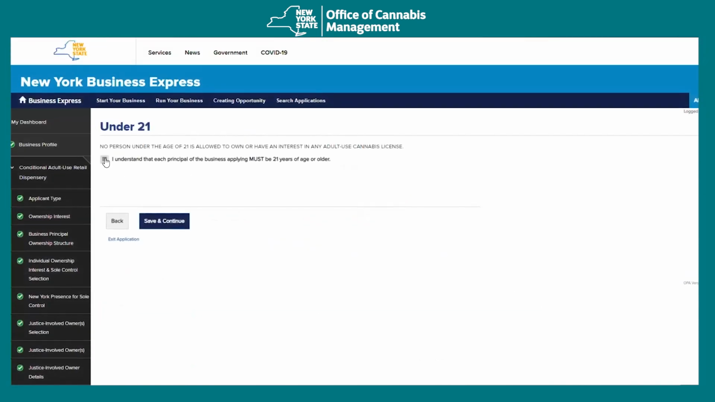Additionally, you must attest that no person under the age of 21 is allowed to own or have an interest in your license. This is very important. If you have any issues with the date of birth that you have entered earlier in the application, they will show up here.